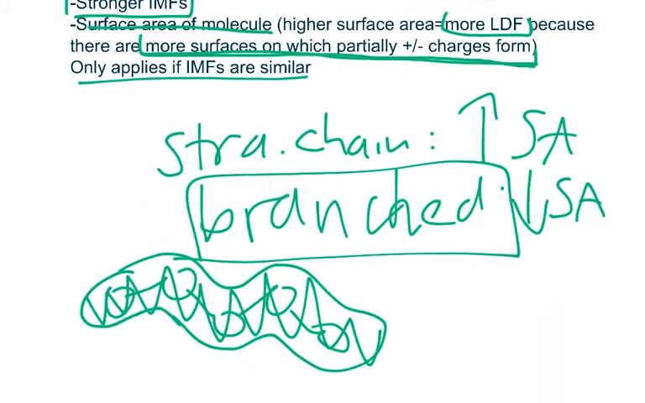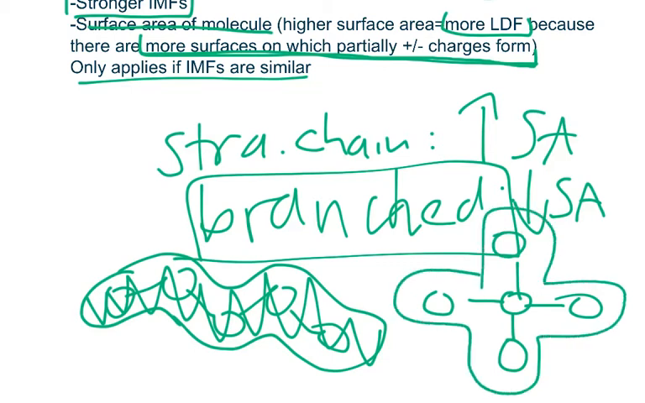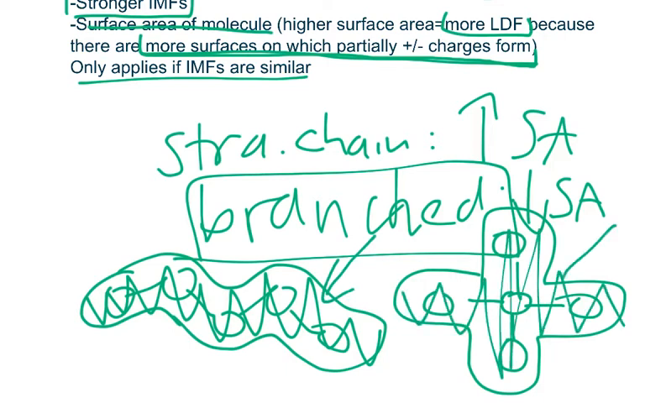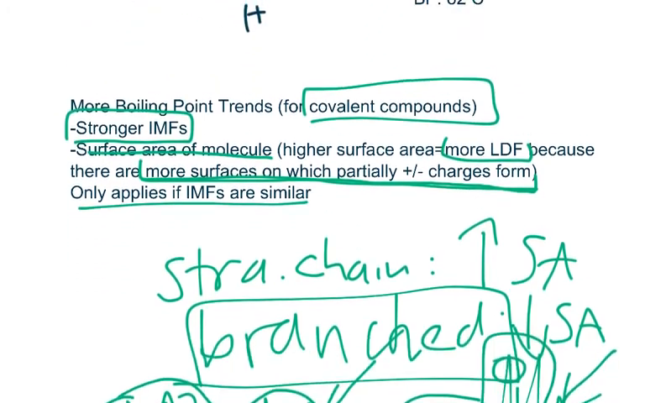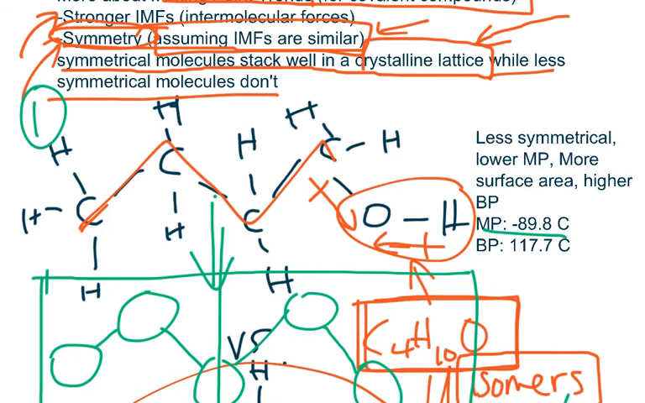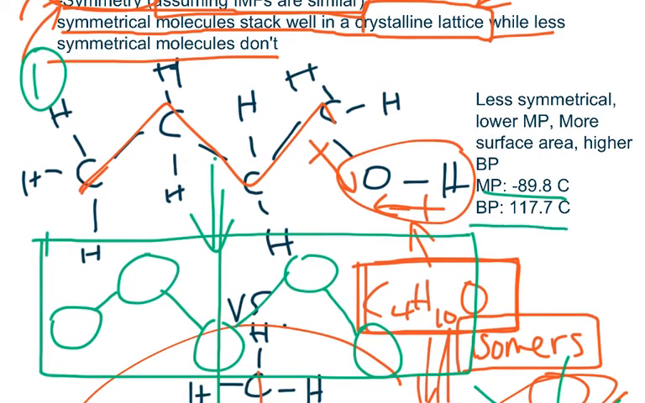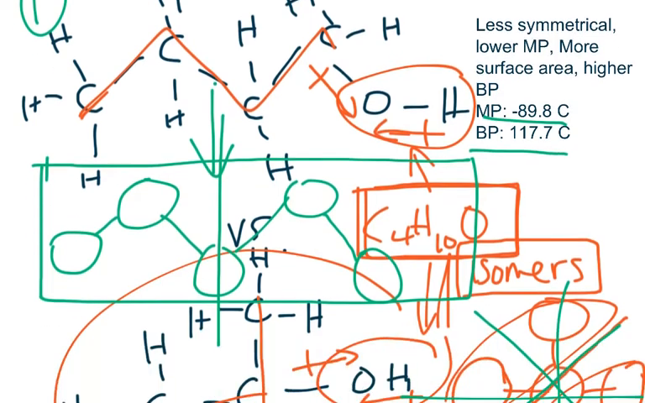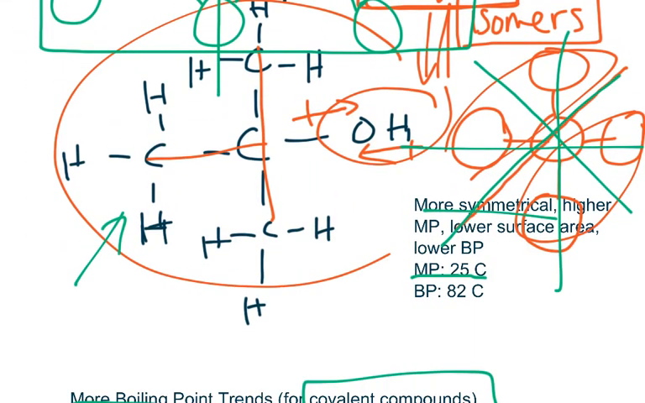Now, what about this branch chain? Well, this branch chain kind of looks like this, right? And let's draw the electron cloud for that. And notice how the surface area on this is higher than the surface area on this, since this is more compact. And because of that, this means that our first isomer, isomer 1, will have stronger LDF forces since it has a higher surface area, and this results in its higher boiling point. So as you can see, isomer 1 has a boiling point of 117.7 degrees Celsius, while the branched one has a boiling point of 82 degrees Celsius.